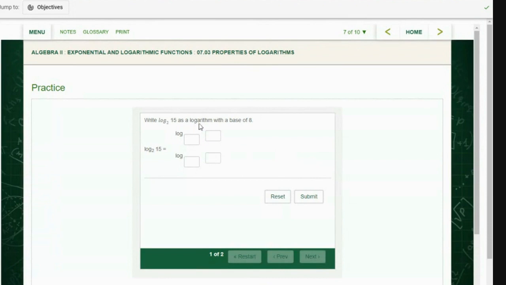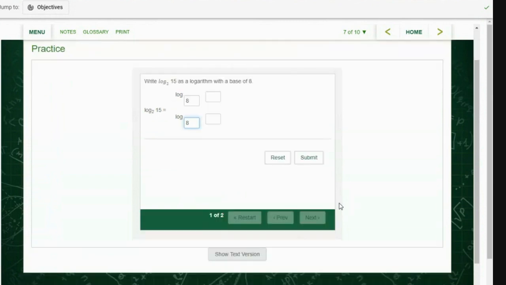Write log 2 of 15 as a log with base 8. So that means the base should be 8 on both of those. And where does the 2 go and where does the 15 go? So this is seeing if you can use change of base. So put the numbers where they're supposed to be and hit submit. See if you're right. Okay, more practice over here.